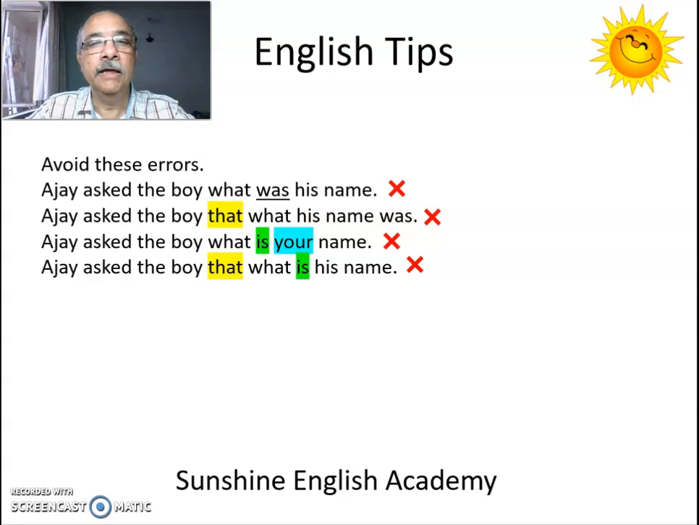Next one, Ajay asked the boy, "What is your name?" Now, this what is your name part is actually direct speech. We can't use this in indirect speech, and we can never have the present tense is in the indirect speech, and your has to change to his. So the sentence has to be Ajay asked the boy what his name was.